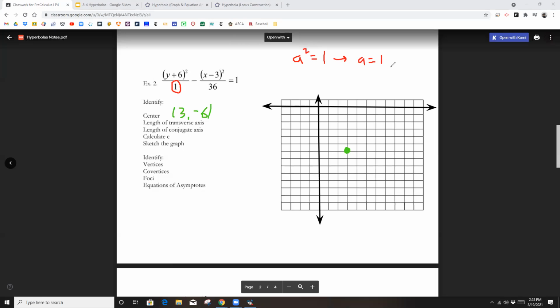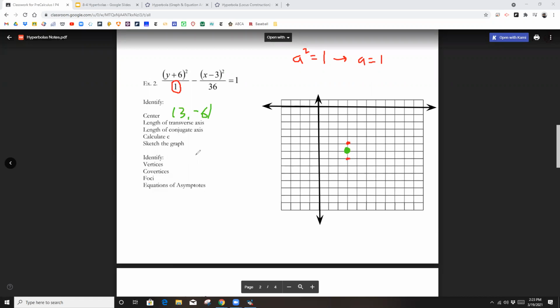The number under x squared is 1. The square root of 1 is 1. Let me start again. The number under y squared is 1. The square root of that is 1. So since it's under y squared, we're going to move up and down 1 unit to find our vertices. So it'll be right there and right there.